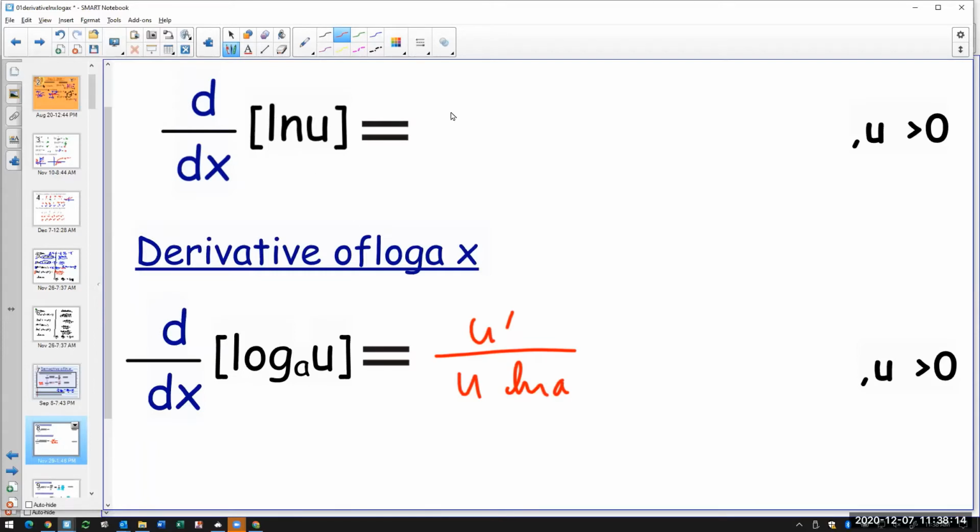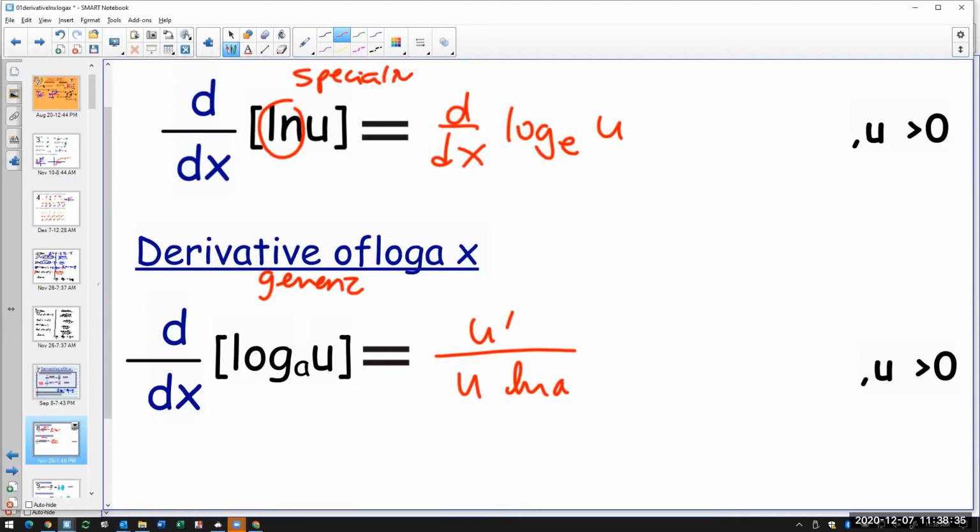Do you understand that ln of u, do you guys know that that's really log e? Did you know that? That's why we call it ln, because log e is so common that it turns into an ln, but it really is log e, okay? So this down here is really the generic formula. This is actually a specialized formula, even though we memorize it, okay?